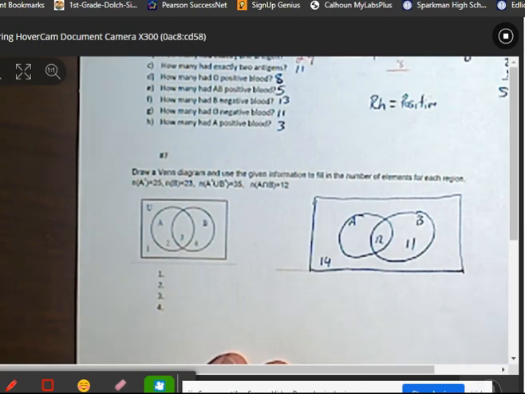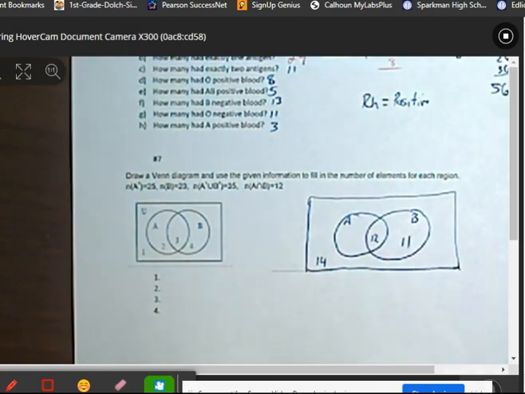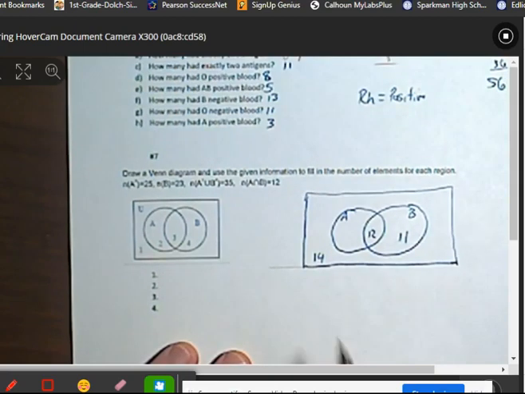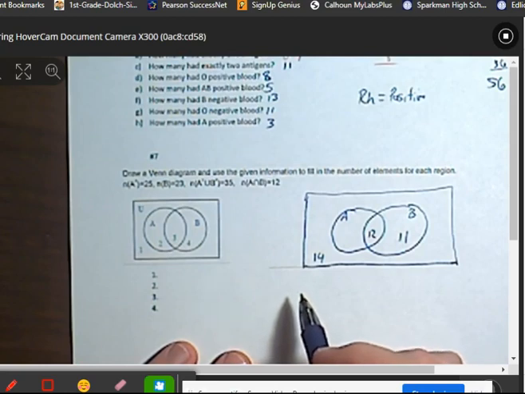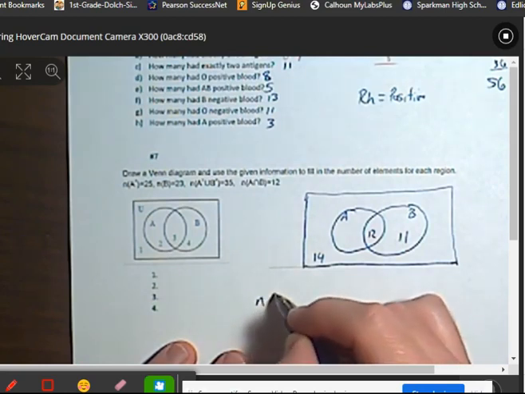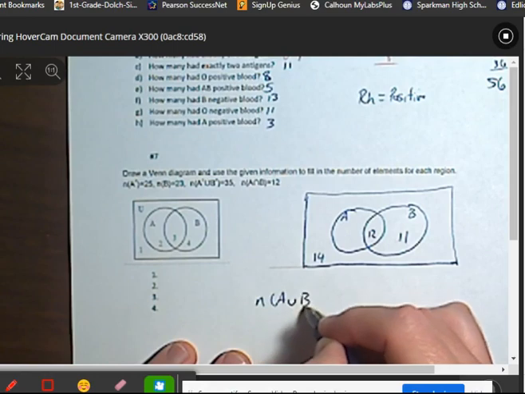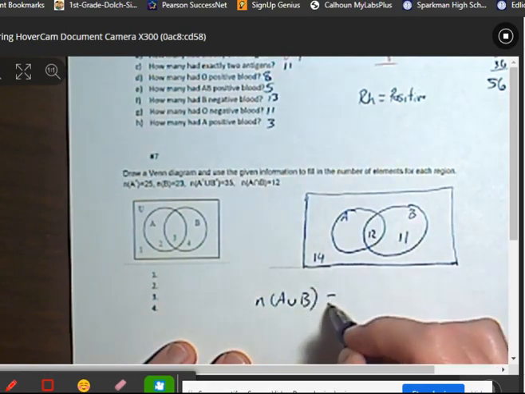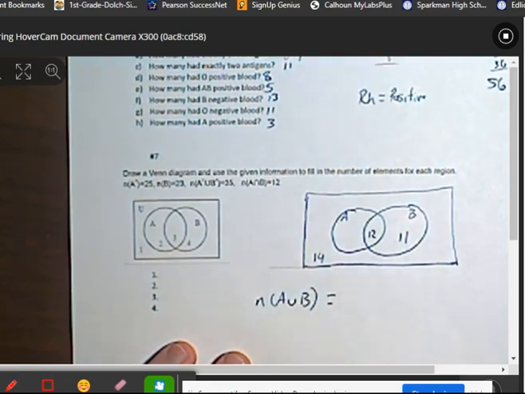Okay, and here's where they use the counting principle. They gave you the counting principle, but didn't really give it to you, because you've got to use it. We're also going to do it on the opposite on this one. Just like we did the number of A union B, that was a formula we were using on that earlier one. You can also do the same thing with the primes.